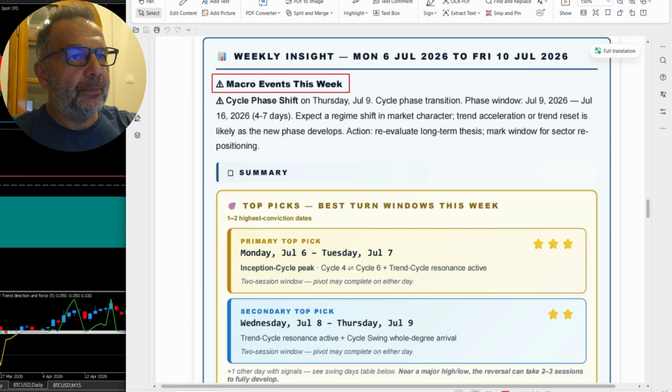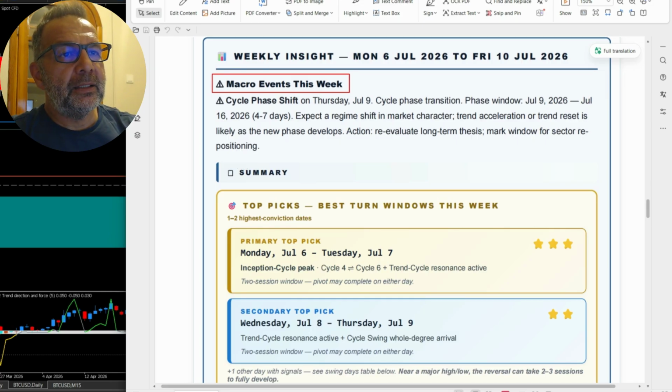And as you can see, it says on Thursday 9 July, cycle phase transition, phase window July 9 to July 16, 4 to 7 days. Expect a regime shift in market character. Trend acceleration or trend reset is likely as the new phase develops. Action: reevaluate long-term thesis. Mark window for sector repositioning. So this is obviously important information.